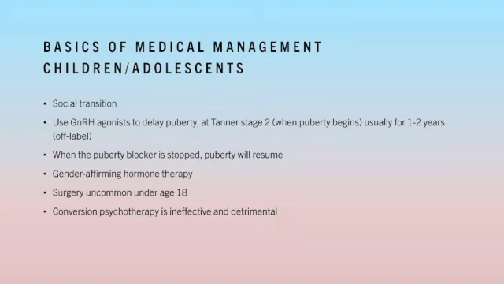Gonadotropin-releasing hormone, GnRH agonists, are used to block puberty. These agents provide a release of a GnRH analog that leads to the inhibition of LH and FSH and reduced secretion of gonadal sex steroids.